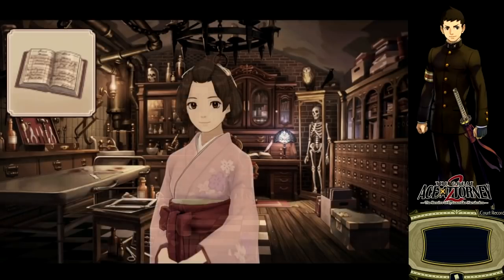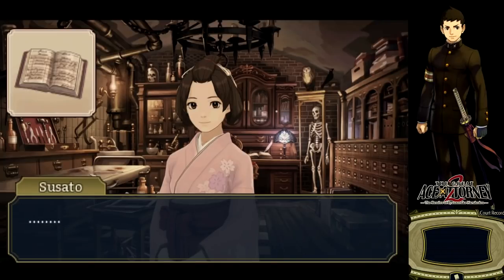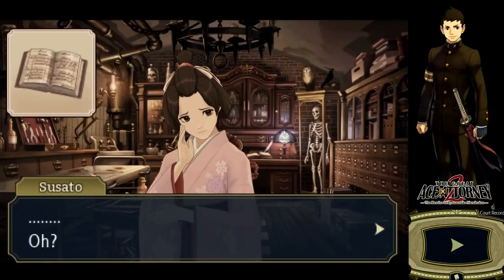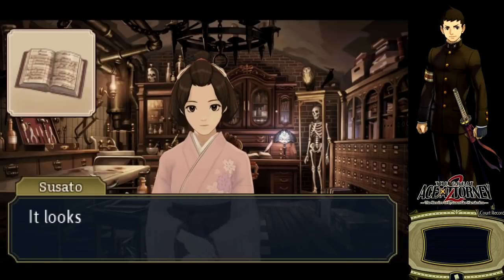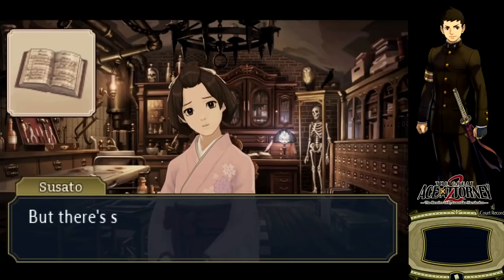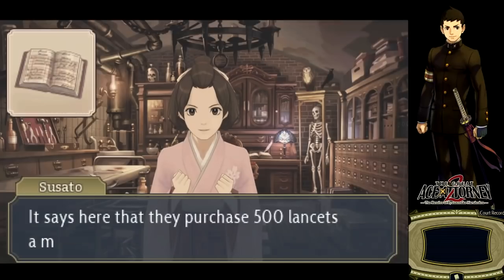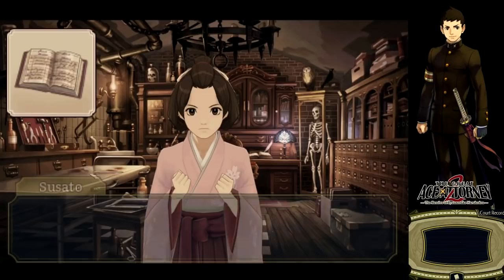Oh, the account book. It must be a record of the FTF's expenses. What's the matter? It looks like they purchase all sorts of surgical tools and chemicals every month. But there's something odd about this. It says here that they purchase 500 lancets a month. Yeah, that is weird. Why would you need that many?